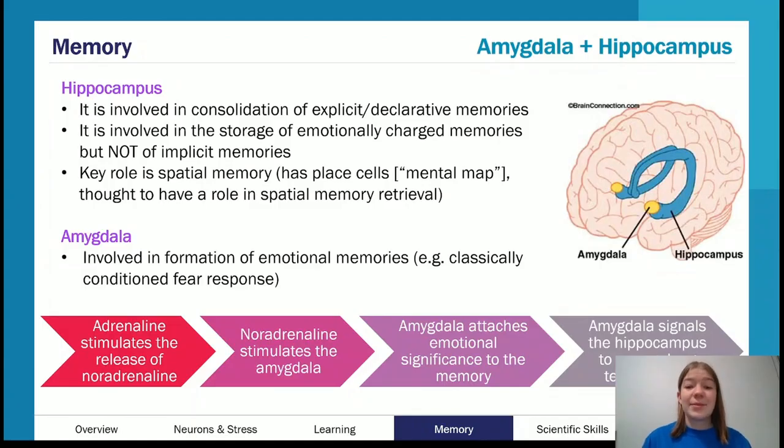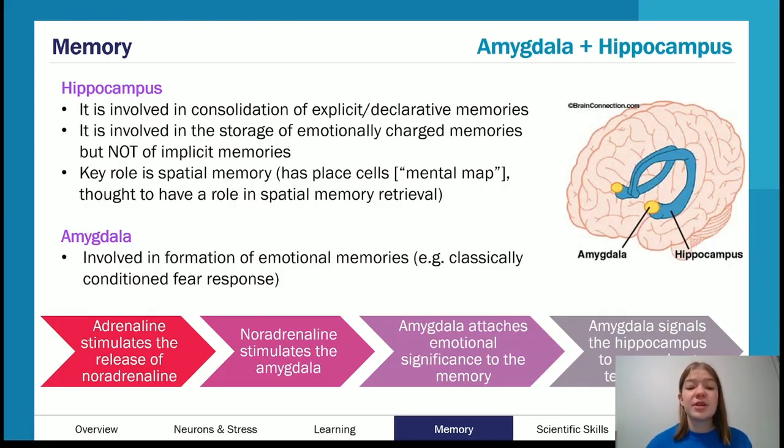With the amygdala and the hippocampus, we know that the hippocampus is involved in consolidation of explicit and declarative memories, as I mentioned before. It's also involved in our storage of emotionally charged memories, but not implicit memories. So if someone has damage to the hippocampus, then you might find it more difficult to teach them, this is my name or something like that, but they might still be able to learn how to knit, or how to shoot a hoop or whatever it might be. The hippocampus also contains place cells, which create a mental map, thought to have a role in spatial memory retrieval.